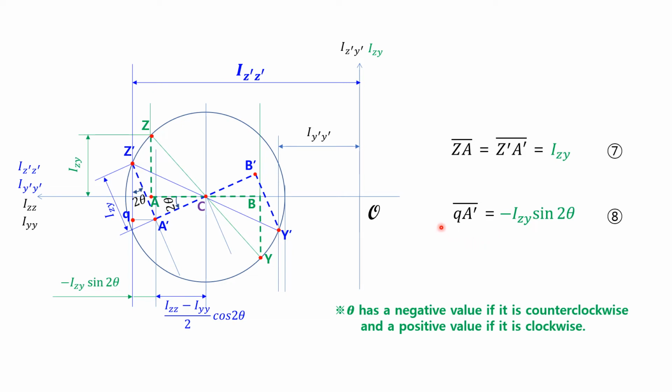As shown in the figure, the second moment of area about the Z prime axis must be greater than that about the Z axis. Since 2 theta has a negative value in the counterclockwise direction, a minus sign is added to make the length of the line segment QA prime a positive value.